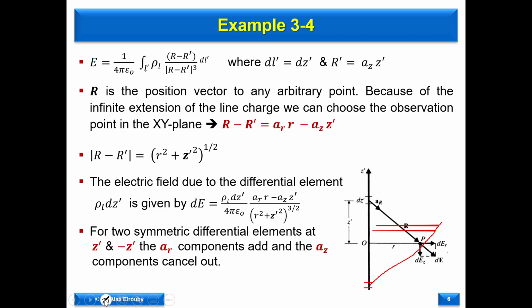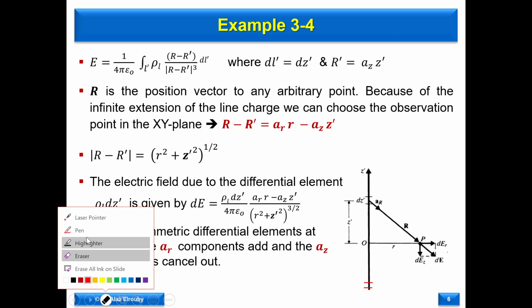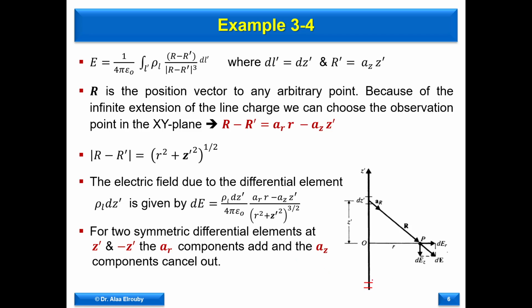Okay, so we have a line like this. This is the electric field caused by the negative charge, or the symmetric point on the line to the differential element. We can see that this one will have a component along r and a component along positive z, same distance, same position.